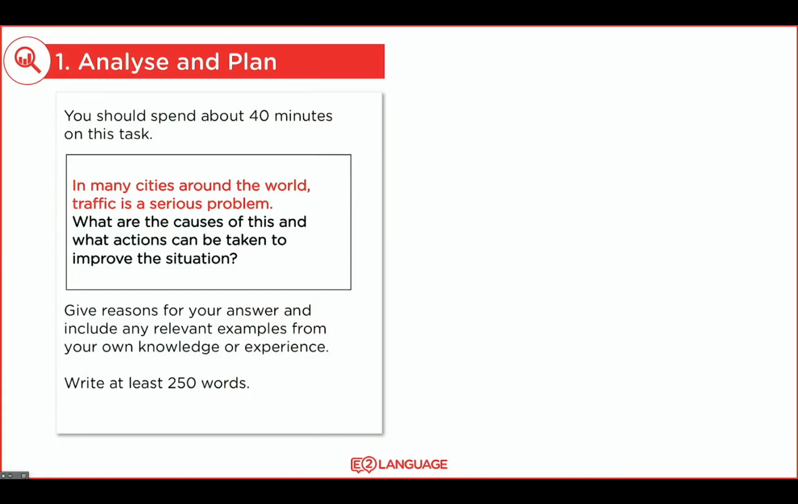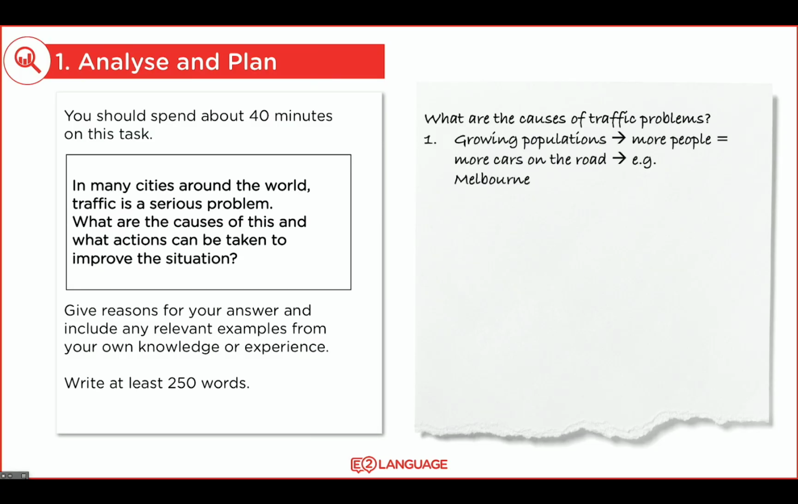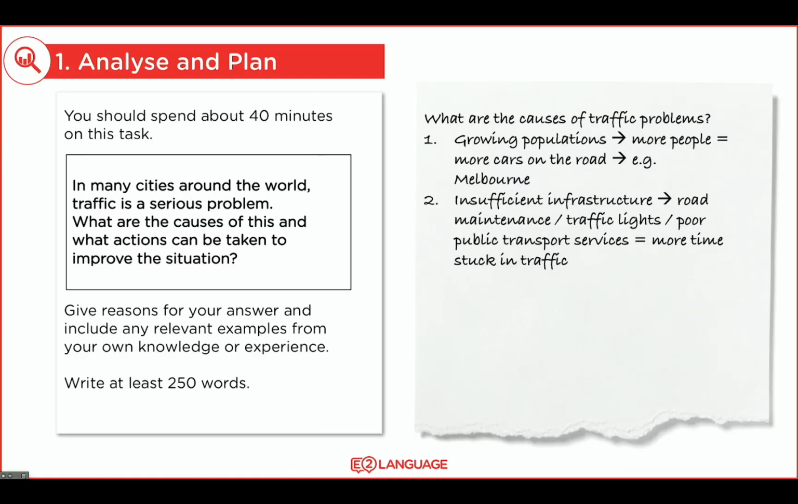Okay, so in the first part of the task, it says in many cities around the world, traffic's a serious problem. What are the causes and what actions or solutions can be taken to improve the situation? So when we plan, we might break it up. We might write something that says, what are the causes and what actions can be taken? Then when we go through here, we might say, well, growing population is one of the causes. More people equals more cars on the road. And insufficient infrastructure, road maintenance, traffic lights, poor public transport services, more time stuck in traffic.